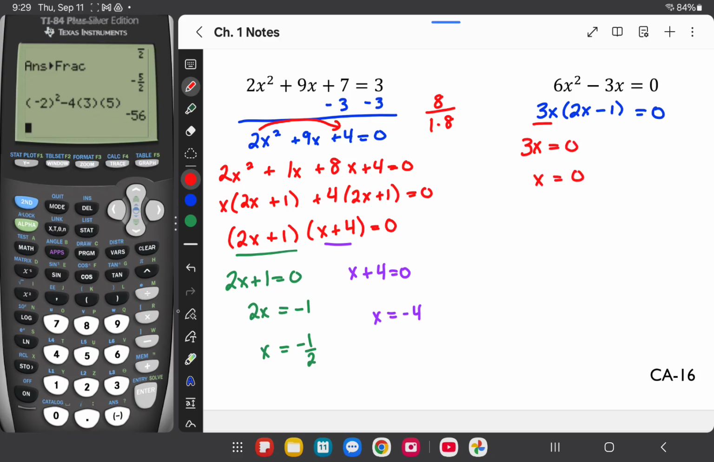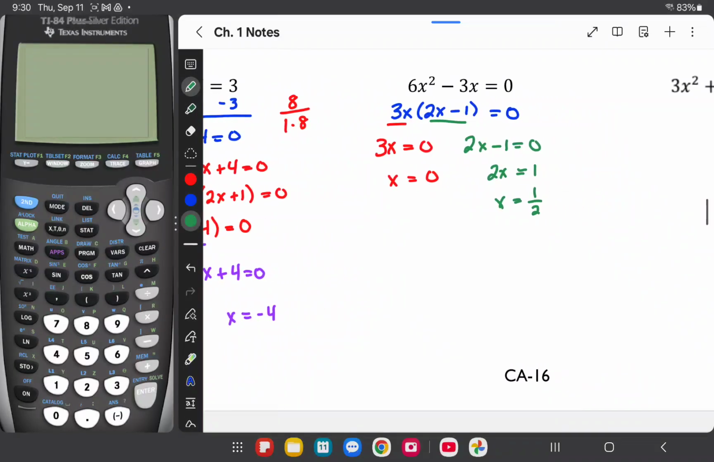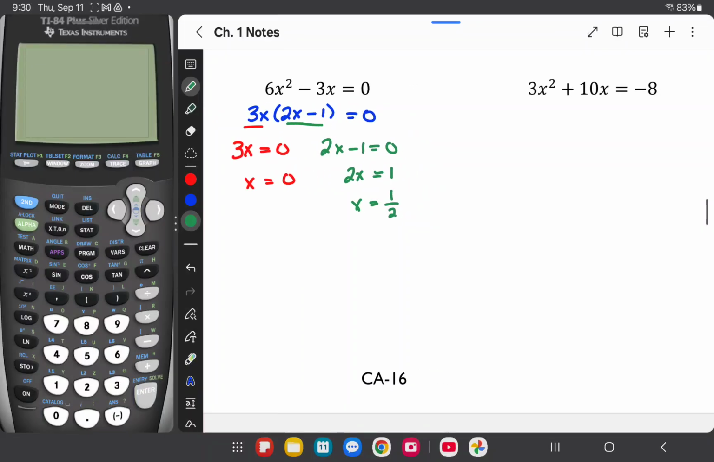For the first one, I'll divide by 3 on both sides and find out that x equals 0. For the second, I'll go ahead and set 2x minus 1 equal to 0. Add 1 to both sides will give me 2x equals 1. Divide by 2 on both sides, and I found out that x is equal to 1/2. Let's look at one more example of solving by factoring, and then we'll move on to our next method.